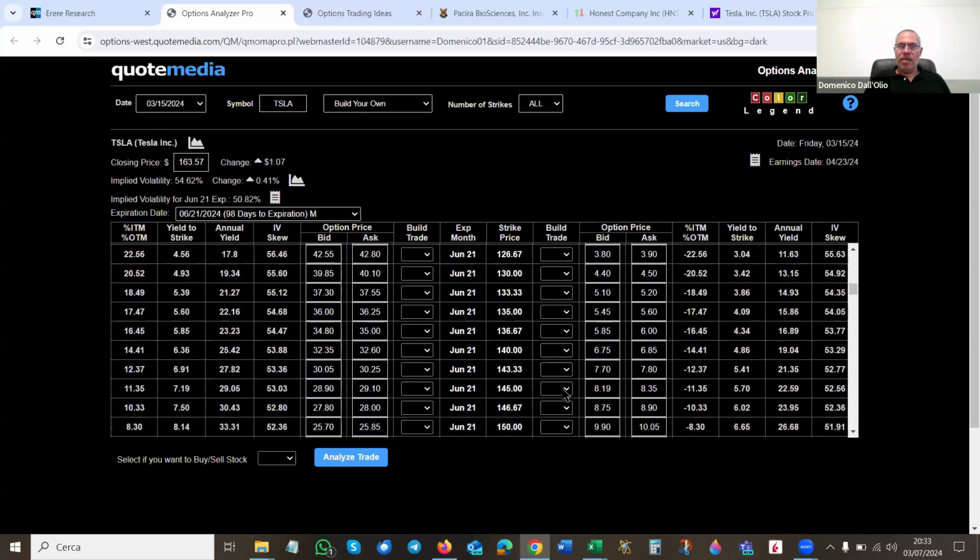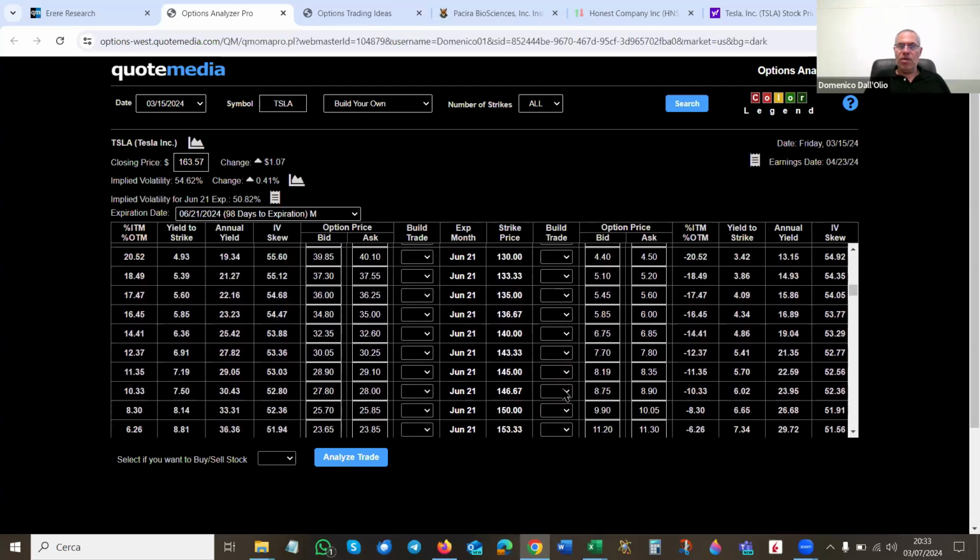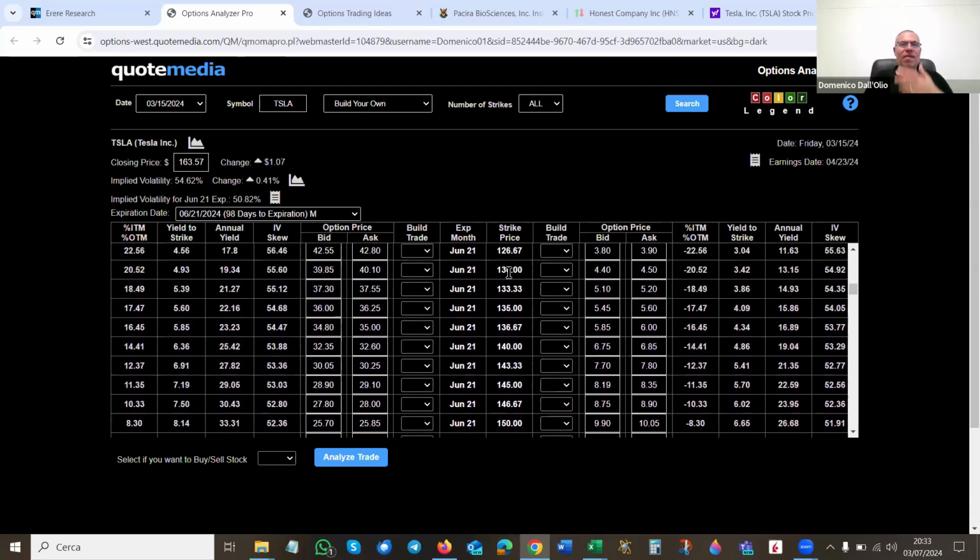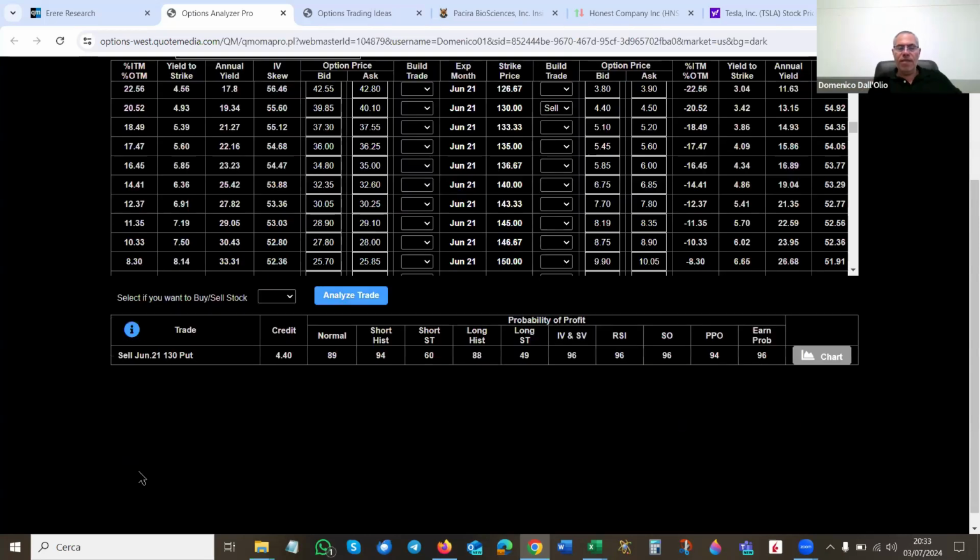Let's say you could take into consideration the idea of short selling a put at 130, in order to stay $33 below, which is about 20%, more or less. The stock is already trending down significantly, so it's another minus 20. So short sell a put 130, collecting 440, analyze trade.